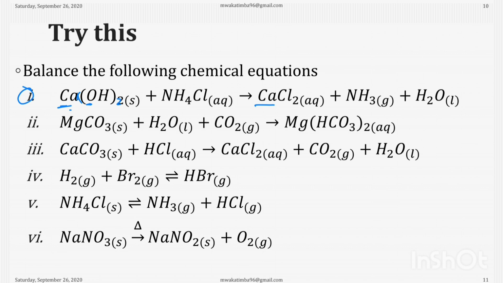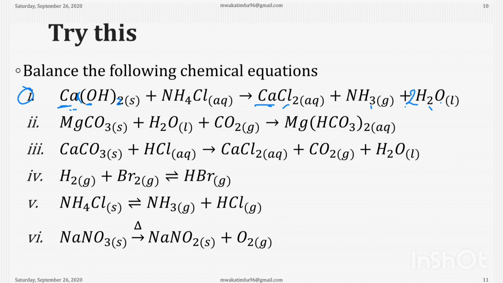So here in the reacting species we have 2 oxygen, and in the product we have only 1 oxygen. So we will put a 2 here. So it will be 2 times oxygen, which is 2 oxygen, and also here we have 2 oxygen. Right now we jump to chlorine.